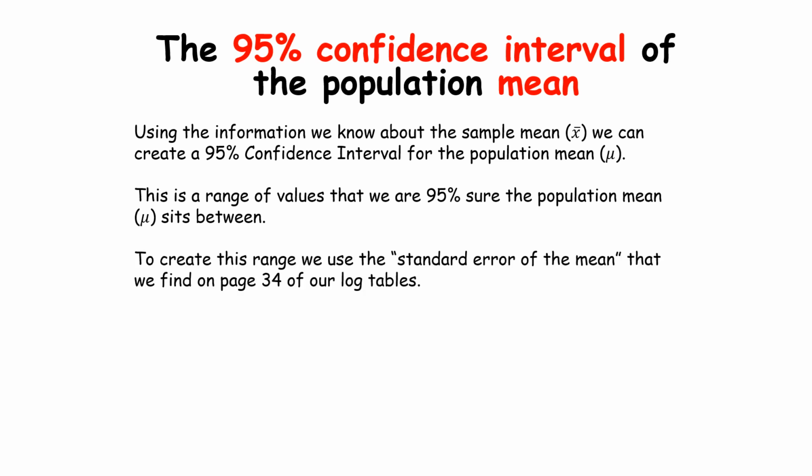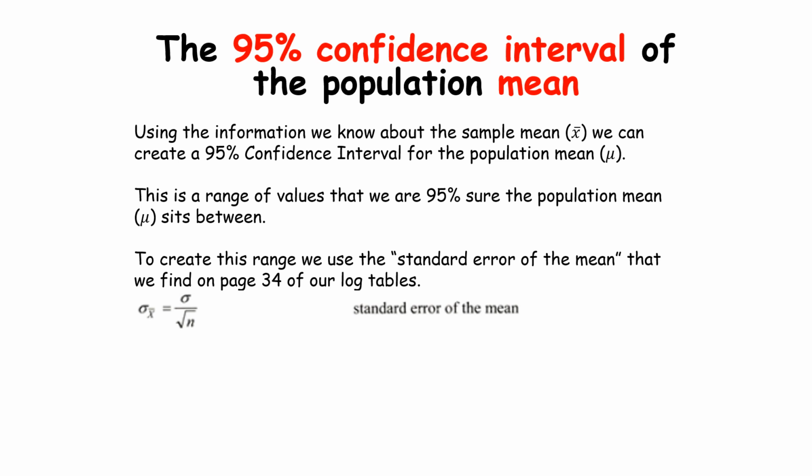So to create this range, we're going to use what's called the standard error of the mean that we find on page 34 of our log tables. So it's this one here, standard error of the mean. So it is sigma of x bar, so that is the mean, equals sigma, standard deviation, all over the square root of n. Now, that square root of n is hopefully something that you recognize. It's linked to the margin of error.